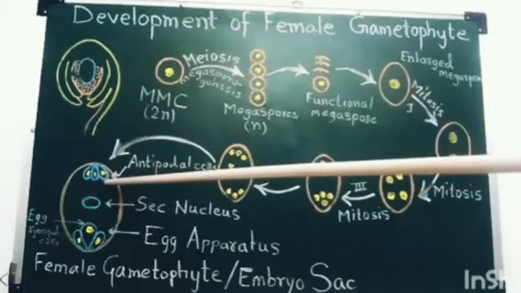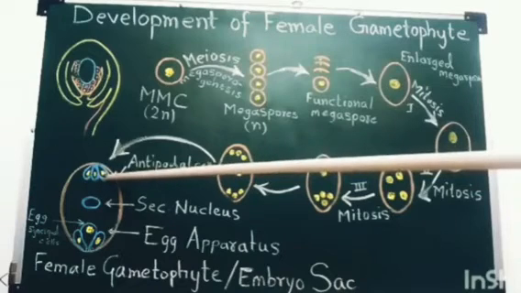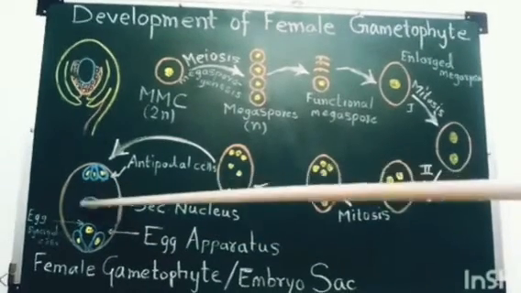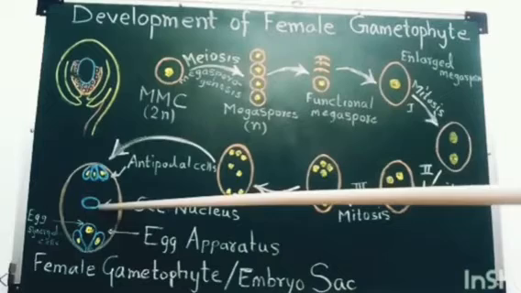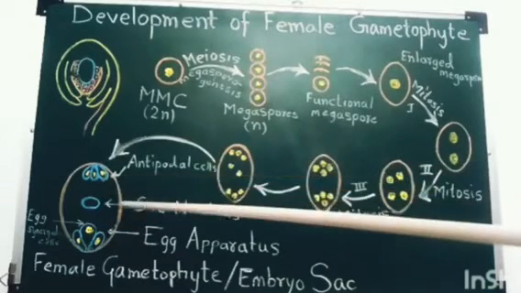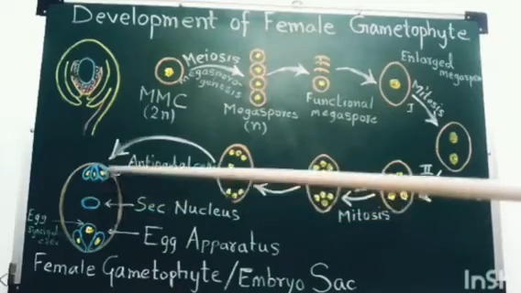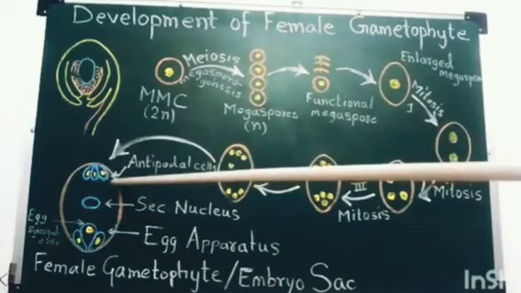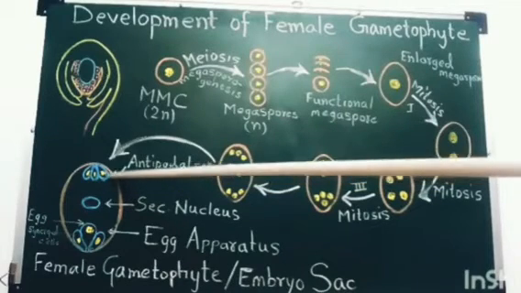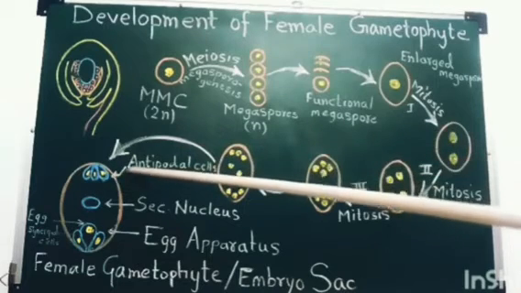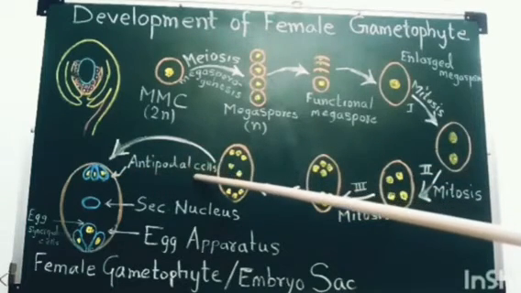And how come 8 nuclei? The upper 3 cells contain 1 nucleus each, the lower 3 cells contain 1 nucleus each, and the central cell contains 2 nuclei. So the number of nuclei becomes 8. Hence it is called a 7-celled 8-nucleate structure. Now we'll see the different cells that are present in the female gametophyte. A group of 3 cells present towards the chalazal end is called the antipodal cells.